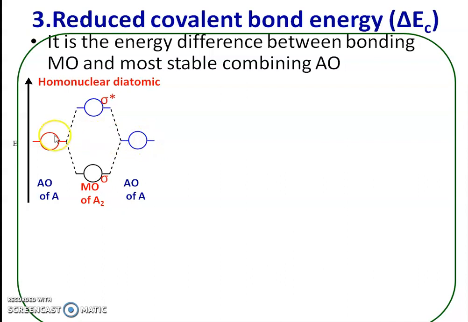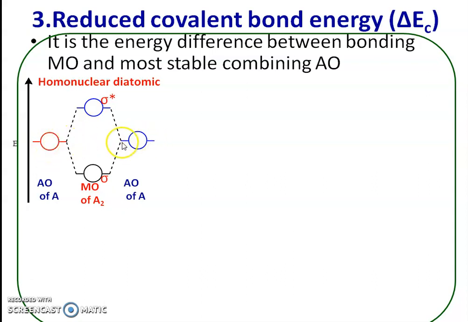In-phase combination between two atomic orbitals forms the bonding molecular orbital. Out-of-phase combination results in the formation of the anti-bonding molecular orbital. Now here the important thing is, as both the atoms are the same, that is A, A, the combining atoms are the same, the atomic orbitals contributed by these two combining atoms have equal energy.